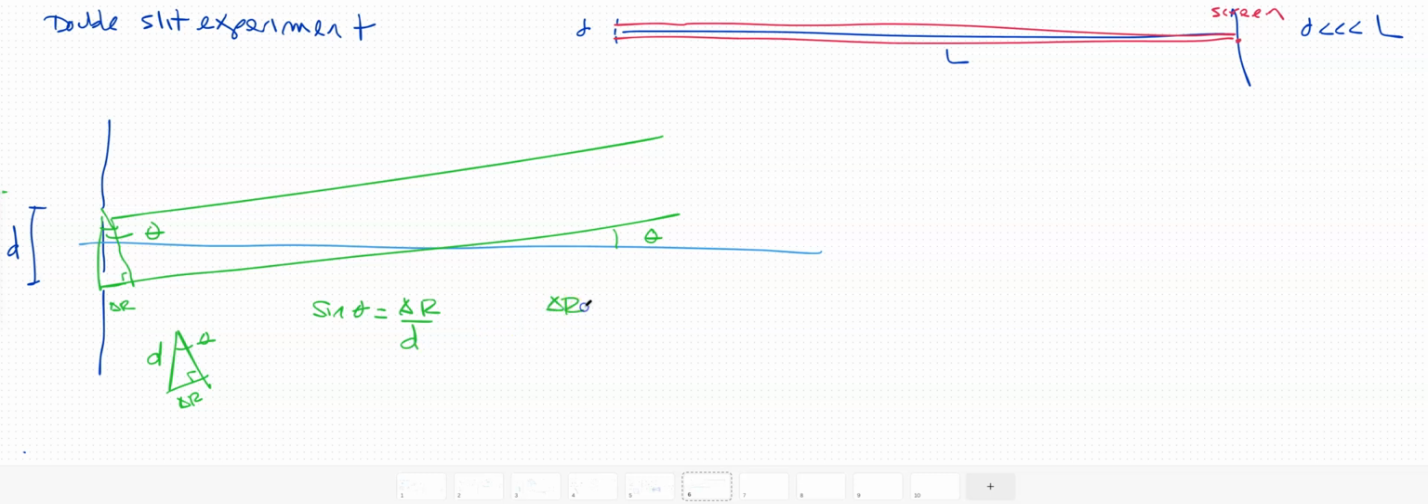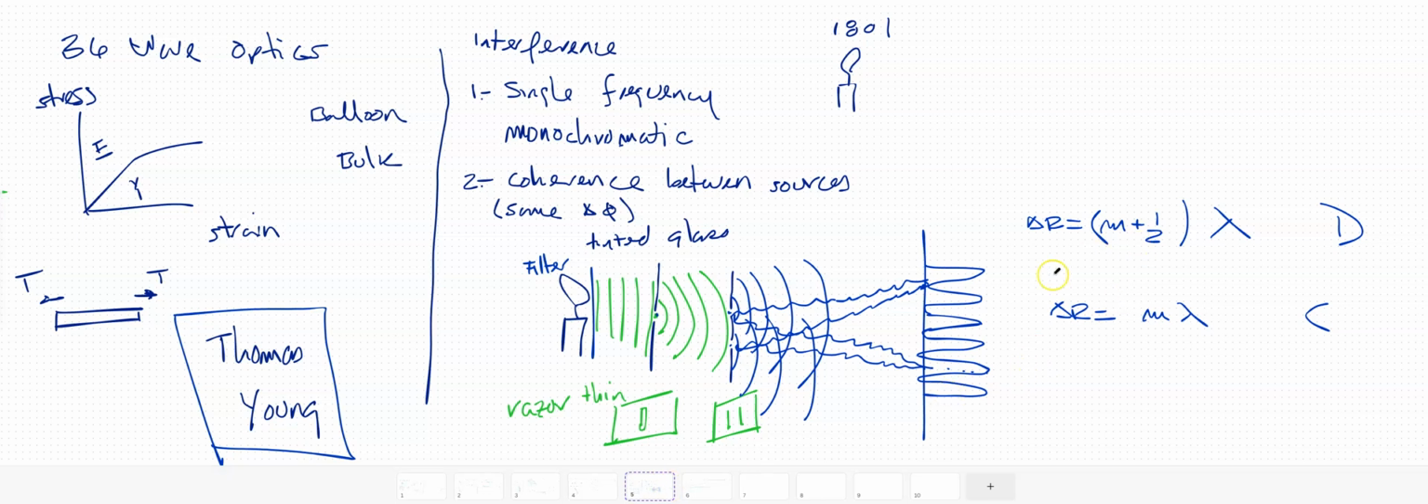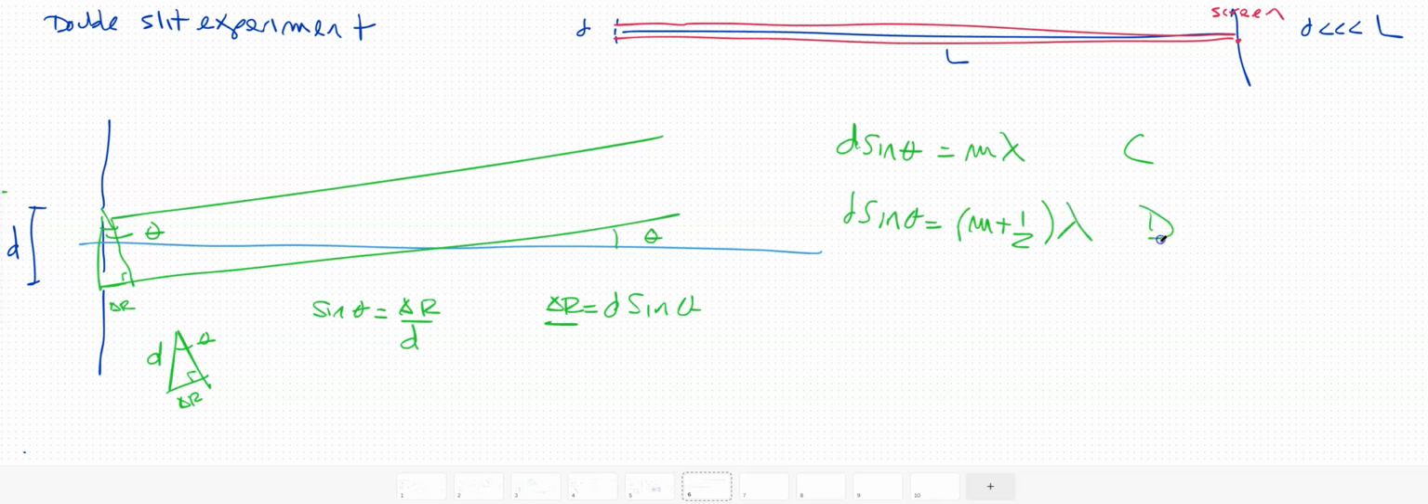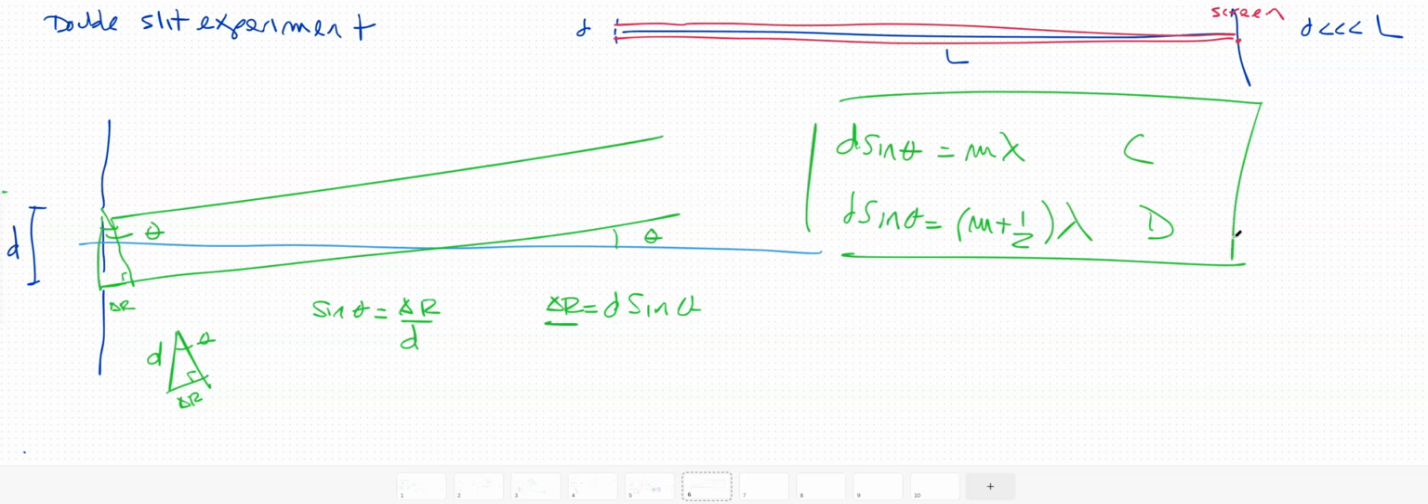Or delta r is d sine theta. So based on what we just said in the previous slide, we can say that d sine theta, which is delta r, is m lambda for constructive, and d sine theta is (m plus 1/2) lambda for destructive. And these are super important equations, not only for this chapter, but for the rest of the semester.